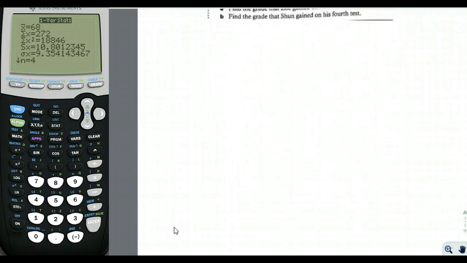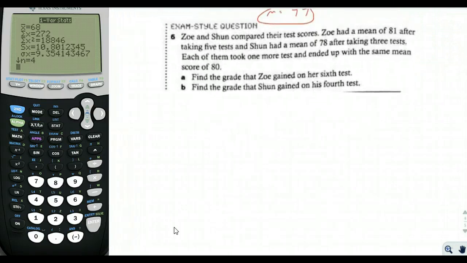Now, I think this is the last one. Number 6, Zoe and Shun compared their test scores. Zoe had a mean of 81 after taking 5 tests, and Shun had a mean of 78 after taking 3 tests. Each of them took one more test and ended up with the same mean score of 80.